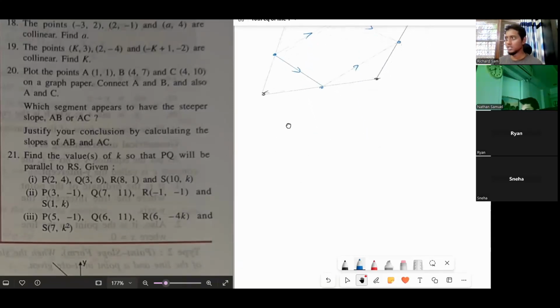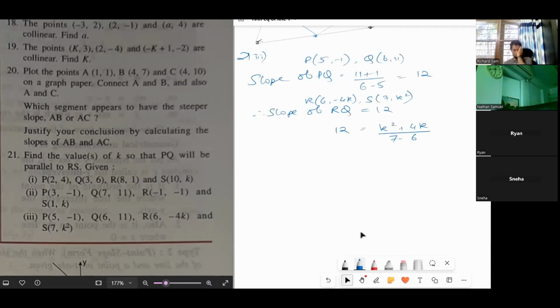You got some mistake? Show it to me. The rest of you do this right now. 21-3: first find the slope of PQ, then RS also has the same slope. Using that slope, find K. And then find the slope of RS also. It's the same slope, no? Oh, RS, yeah, sorry, I wrote wrong. The slope of RS will be the same as PQ because they are parallel to each other.